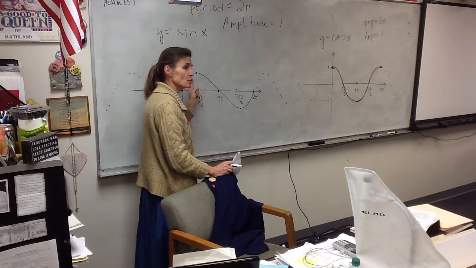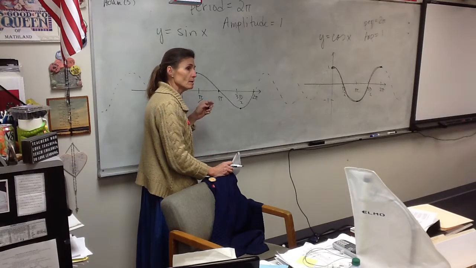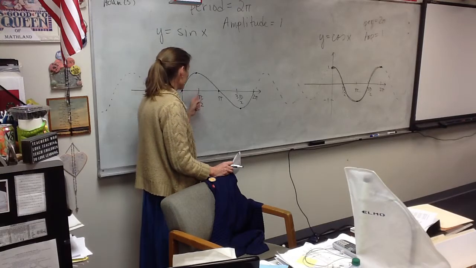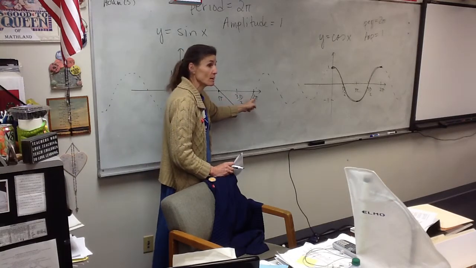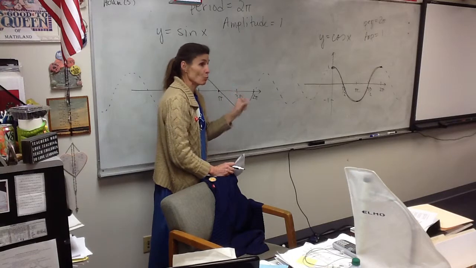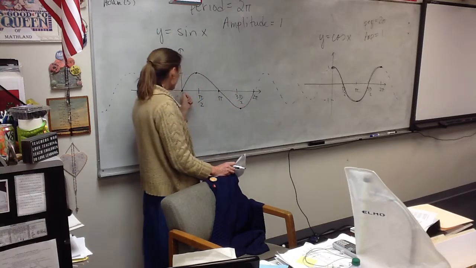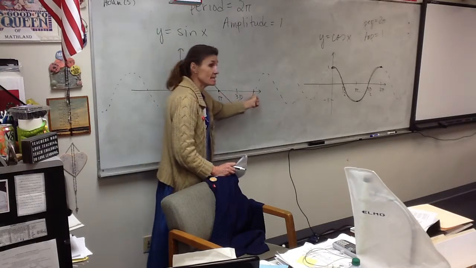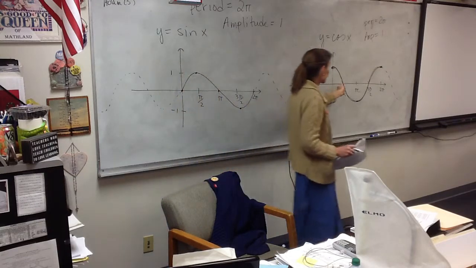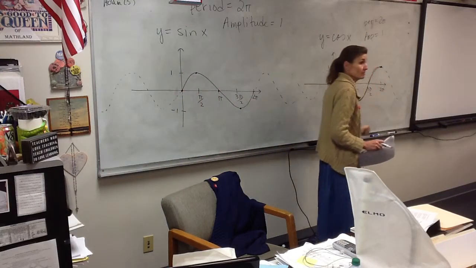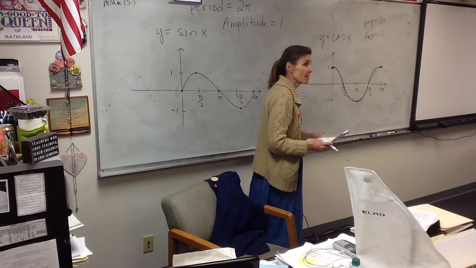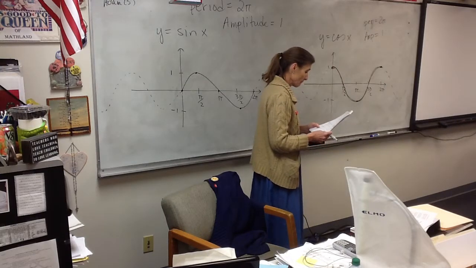Maybe I'm not understanding your question. The curve doesn't cross the axis at all these points. It crosses every other one. So the sine crosses here and here and here. The cosine crosses here and here. Does that make sense now a little bit?